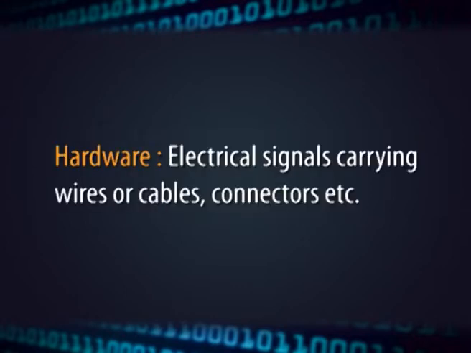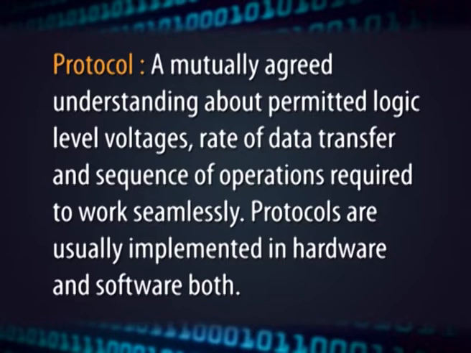1. Hardware: electrical signals, carrying wires or cables, connectors, etc. And 2. Protocol: a mutually agreed understanding about permitted logic level voltages, rate of data transfer and sequence of operations required to work seamlessly. Protocols are usually implemented in hardware and software both. An interface transfers data from one block or device or module or a domain to another similar entity in a fast and efficient manner without any error.